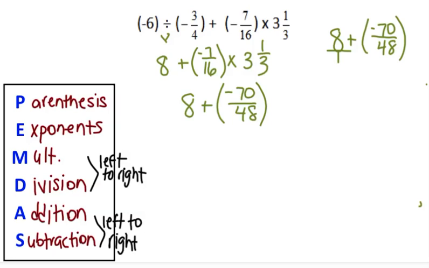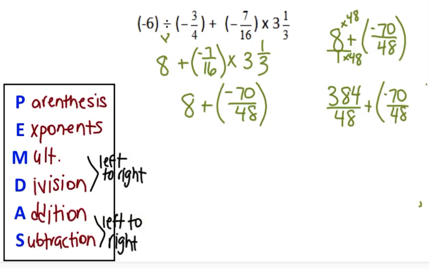And I can see that a common denominator would be 48. So I times the bottom by 48, and I times the top by 48. And I am left with 384 over 48 plus negative 70 over 48.